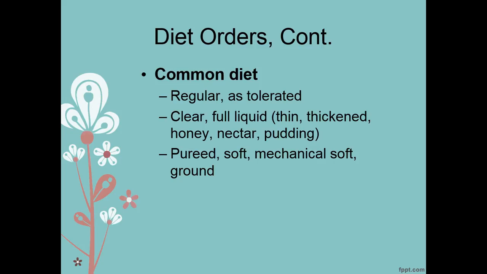So common diet orders: regular, that's about as normal as you can get. Sometimes the nurse is responsible for advancing diets as tolerated. A great example might be after surgery. Let's say they had surgery on their bowels, intestinal surgery. For a while, the doctor's going to want them to take it really easy on how much food they're introducing back into the system. So oftentimes they'll start with clear, work up to full liquid, work up to soft, and then regular. That's an example of advancing a diet.